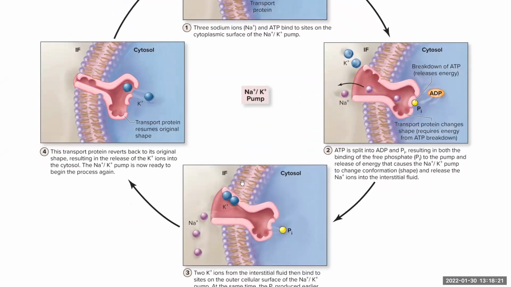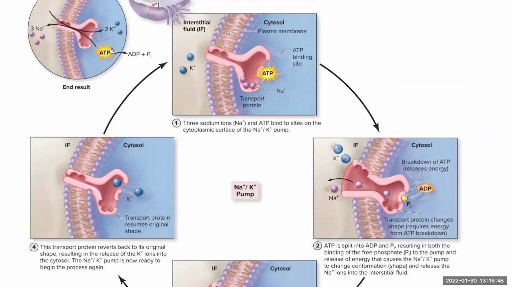Then what we'll see is the potassium that's sitting outside the cell in the interstitial fluid will gain entry into the pump. And then as soon as that phosphate ion pops off of the sodium potassium ion pump, that pump is going to go back to its original shape. And in doing so, it allows the potassium to enter into the cell. And then the cycle repeats itself. And that's all on one ATP molecule.